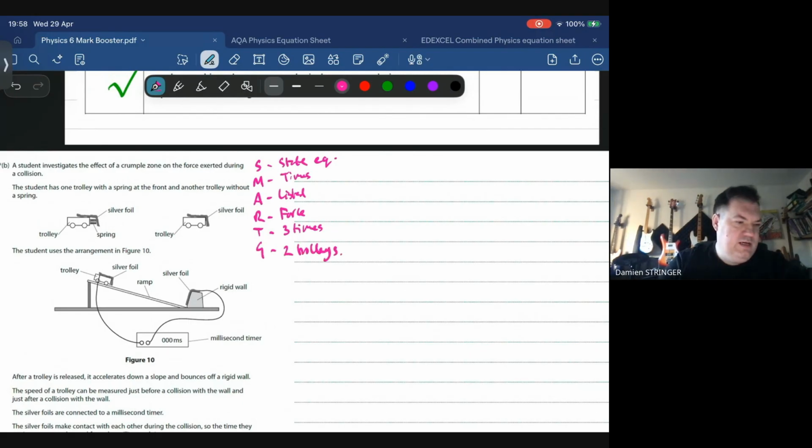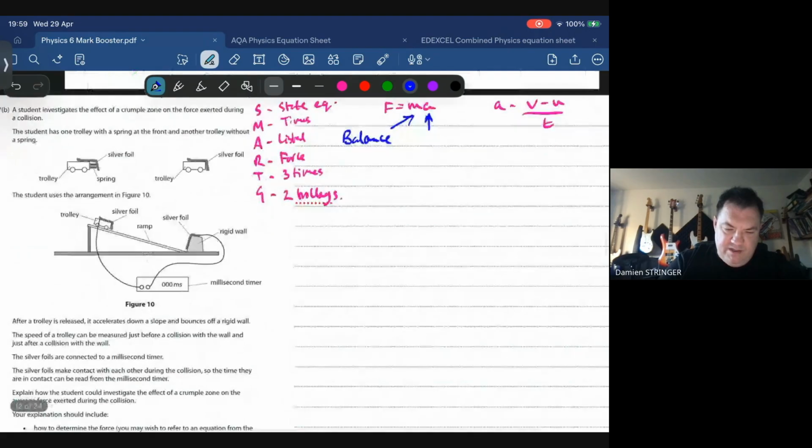So what would I do to start with? If we're going to determine the force, we've got these 2 equations. We've got F equals ma. We've got acceleration is v take u over t. So we're trying to find out a. We can get that from using a balance. It said somewhere about measuring the speed just before and just after, so that will give us that. So that's good.